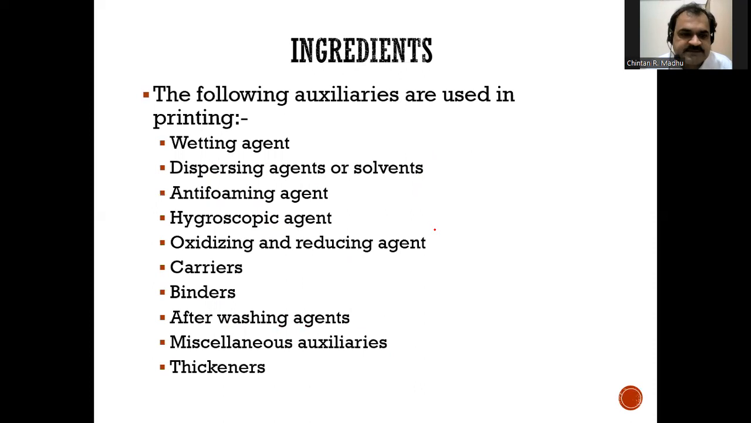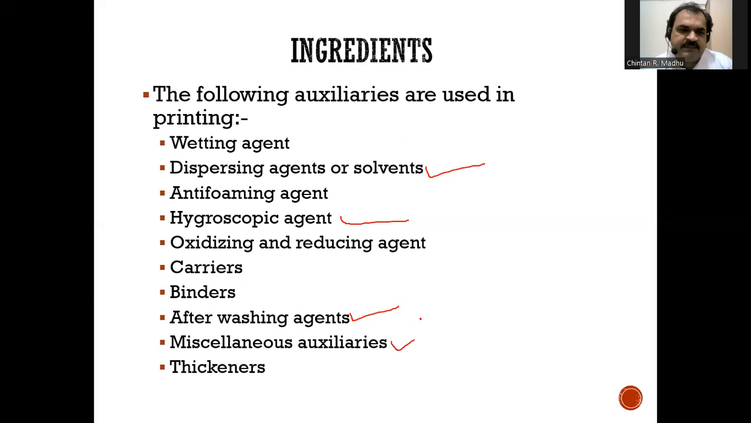Like if I am selecting a disperse dye, I will add a dispersing agent. But if I am working with the reactive dye, then I will go for a hygroscopic agent. So according to the dye, we select the auxiliaries which are listed here, like wetting agent, dispersing agent, anti-foaming agent, hygroscopic agent, oxidizing and reducing agent, carriers, binders. After-washing agents are also important, because when you are washing, you have to remove only your thickener, but you want to fix your dye at a specific printed location.